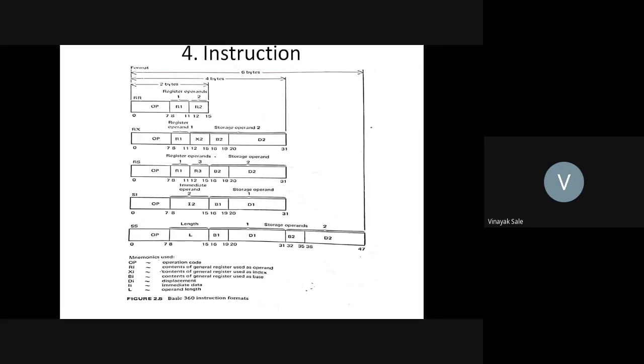Here first we find the length of the total operation and divide it into 2 parts, that is storage operands, that is b1 d1, the base index general purpose register base plus displacement 1. Similarly for the second operand, general purpose base register and displacement 2. These are the 2 byte, 4 byte, and 6 byte instructions we have seen.